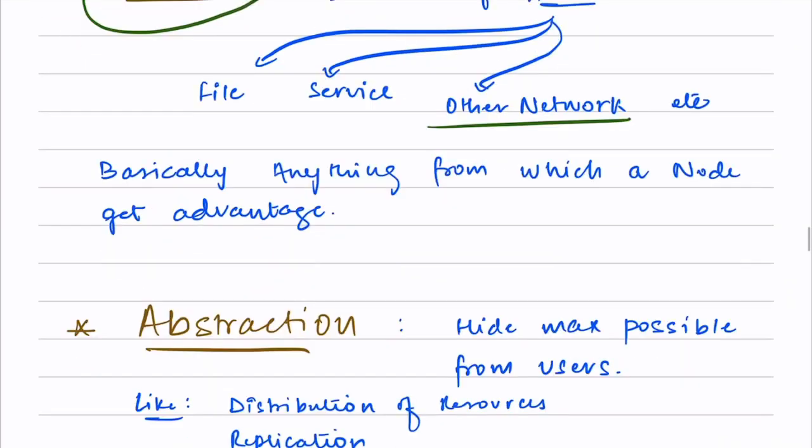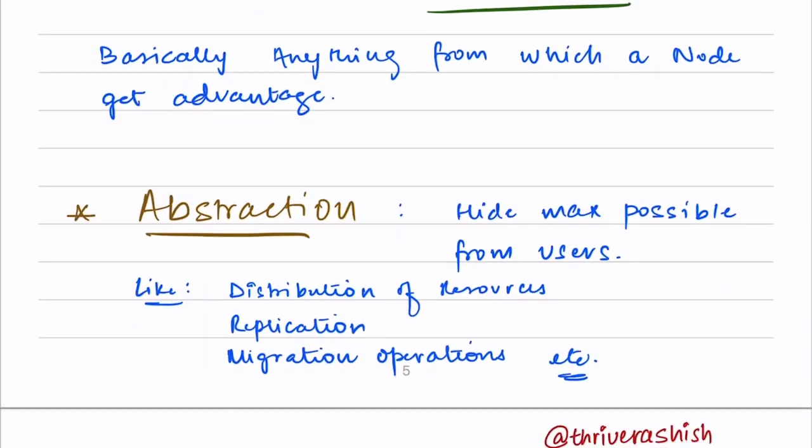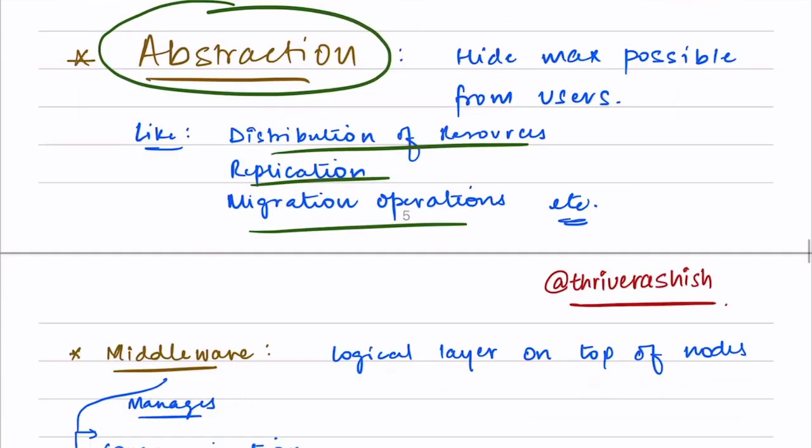The third terminology or concept is abstraction. You already know this from object oriented concepts also. The gist is the same: you have to hide as many things as possible from users, like complexities, how you are distributing the resources, how you are replicating your system, and how your migration operations are being done. For example, I told you that in YouTube encoding and decoding is happening, but you don't really bother about how it is happening. It is happening for you. The complexities are hidden, they are abstract for that user. So this is called abstraction.